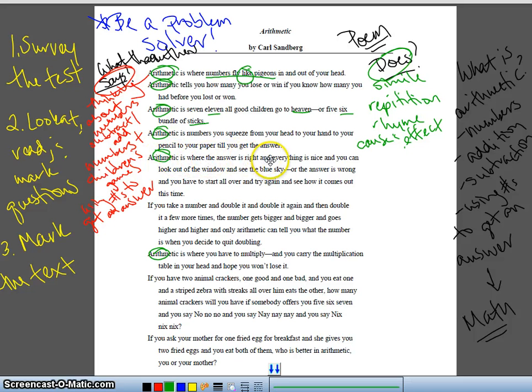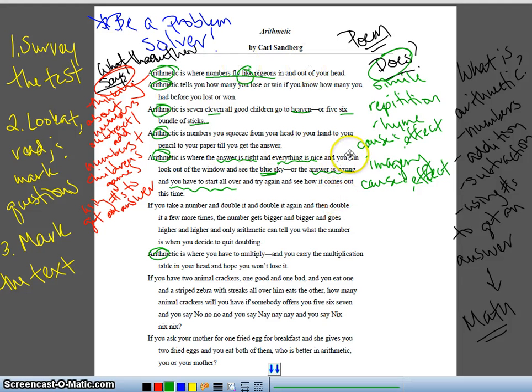"Arithmetic is where the answer is right and everything is nice and you can look out the window and see the blue sky." I know that blue sky can sometimes be imagery. "Where the answer is wrong and you have to start all over and try again and see how it comes out this time." So we already know that imagery is here. We also know that we're looking at another cause and effect situation. Because the answer is right, everything is nice. And because the answer is wrong, you have to start all over. So both of those things you can see.